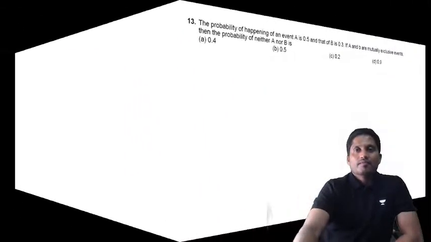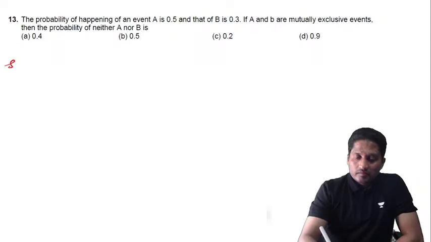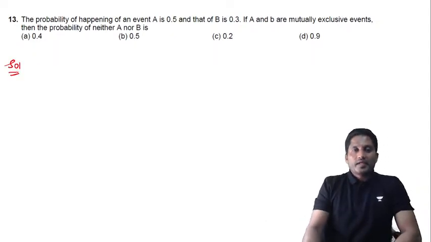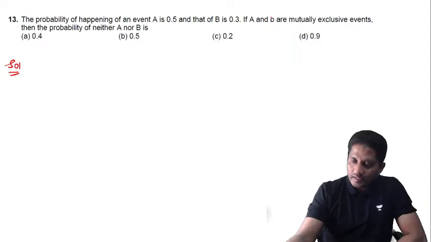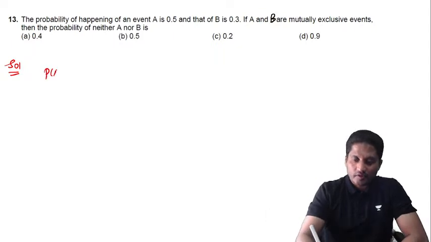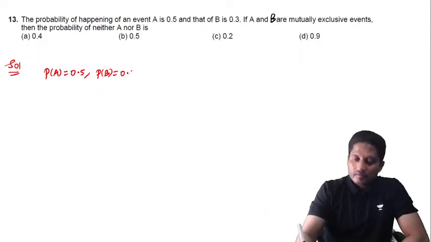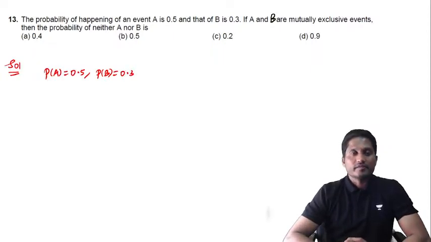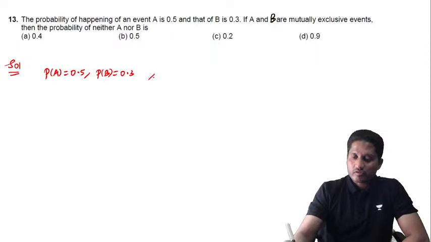Question number 13. The probability of happening an event is 0.5. So P of A is equal to 0.5. And P of B is equal to 0.3. A and B are mutually exclusive events. Then probability of mutually exclusive means A intersection B should be null set. That is, probability of A intersection B should be 0.